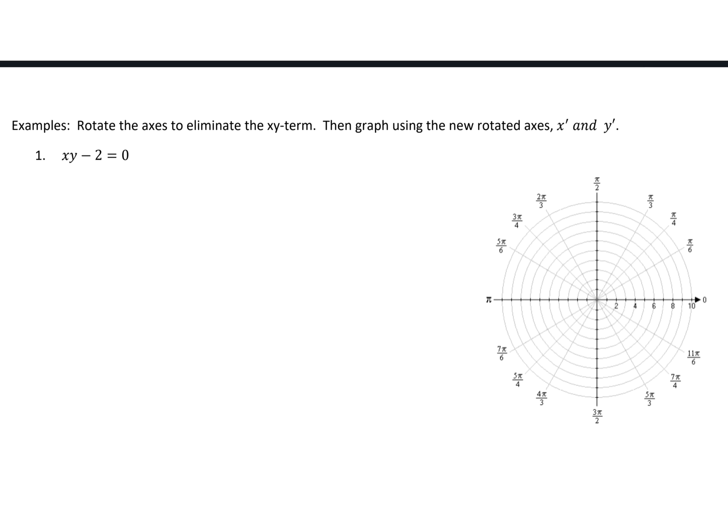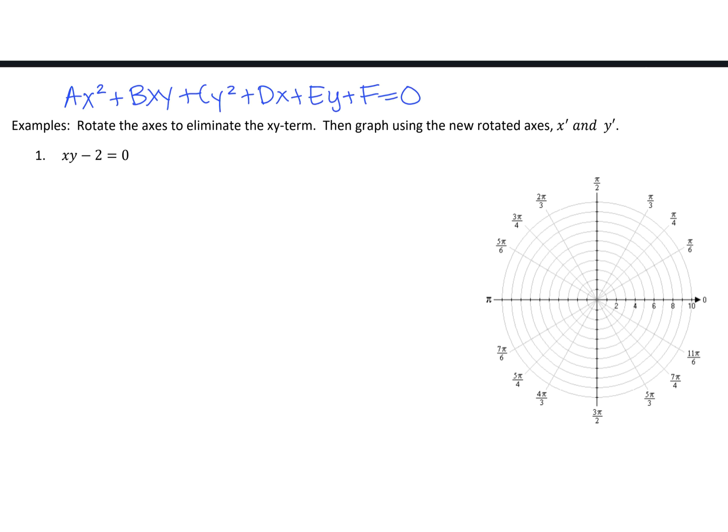So the first thing that you want to do in these kinds of problems is you want to find the theta value. So we're going to first identify the a, the b, the c values. And so knowing that our formula is ax squared plus bxy plus cy squared plus dx plus ey plus f equals 0, we can identify the a, the b, and the c values.